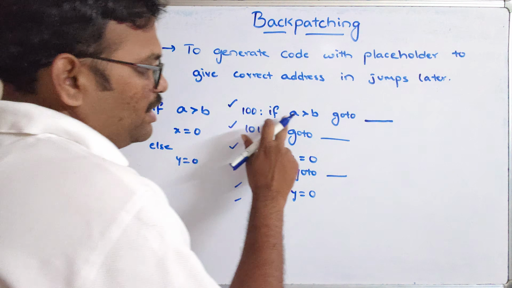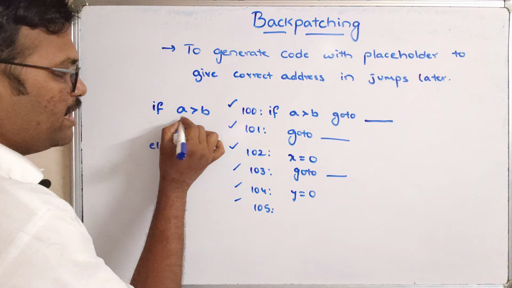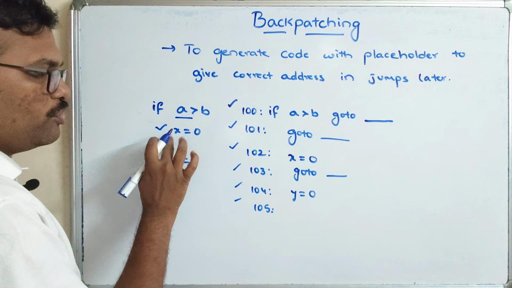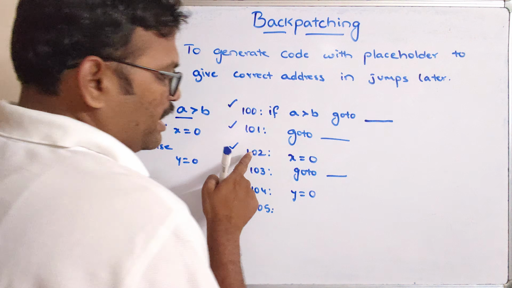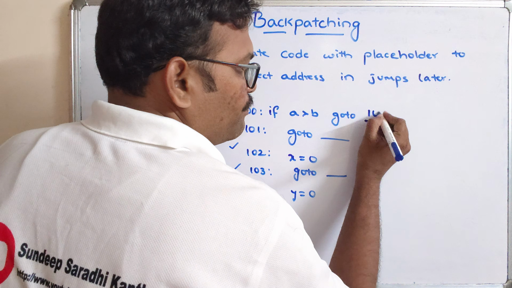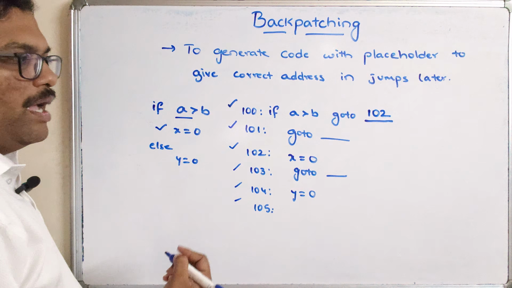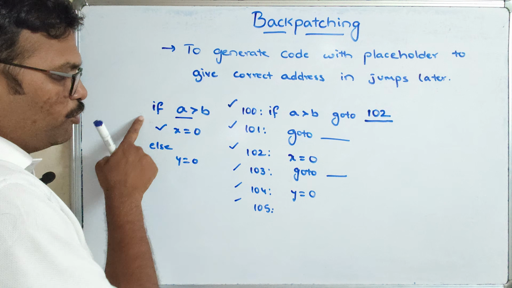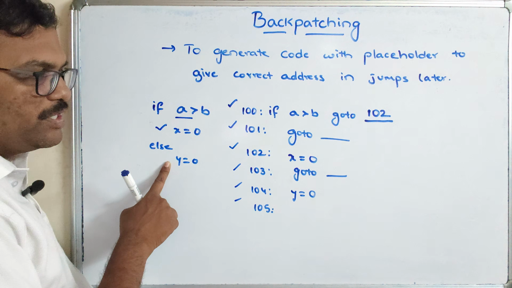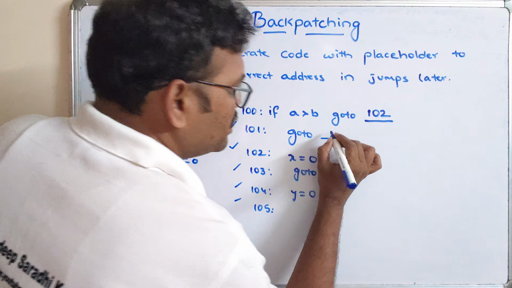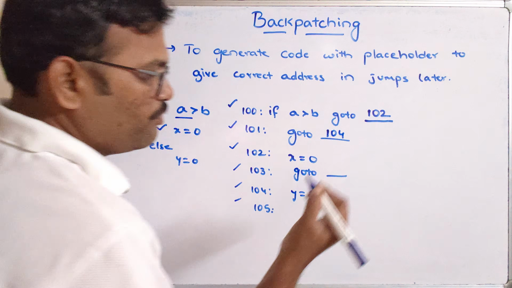So here you can see, if a greater than b, what should be executed? x equal to 0 should be executed. So where have we written x equal to 0? The address of this one is 102. So you can fill this one later. And if it is false, it should move on with y equal to 0. The address of y equal to 0 is 104, so it will fill 104.